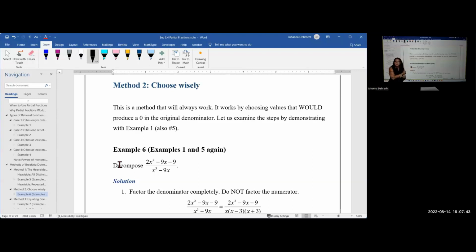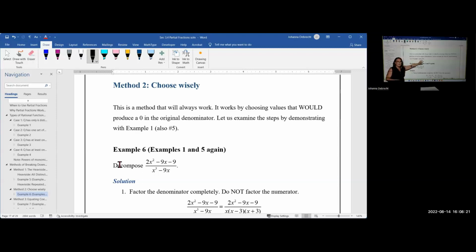Choose wisely is a method that will always work. It does sometimes actually devolve into equating coefficients, which is method 3. So we saw that Heaviside kind of veers into choose wisely, and choose wisely will veer into equating coefficients, on rare occasions. So how do we do this one? This one works by deliberately choosing values that would give you 0 in the denominator. Now that sounds crazy. Why would we do that? Well, we're trying to get certain factors to disappear out of the expression.